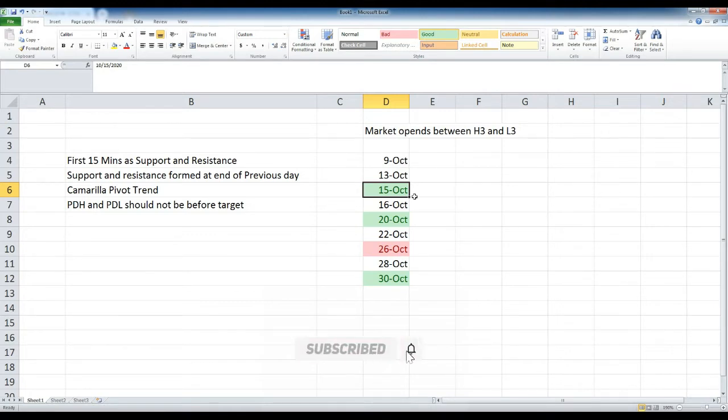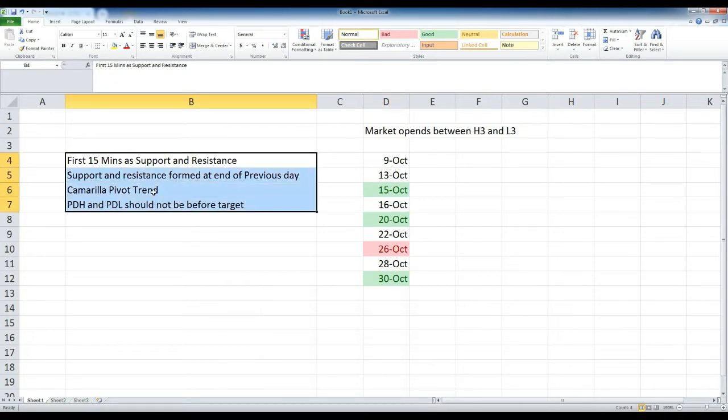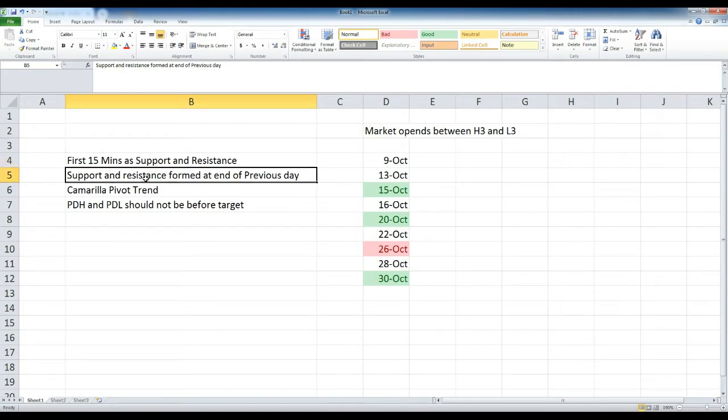So these are the trades we had in the month of October, and these are the criteria we need to consider along with the Camarilla pivot points. One: if you take an entry after 15 minutes, the current day's first 15 minutes low and high will act as support and resistance, so you should be careful. Two: you should consider the support and resistance formed at the end of the previous day, in the afternoon session. Some resistance or support can easily be drawn for the previous day, and that can also act as support and resistance.